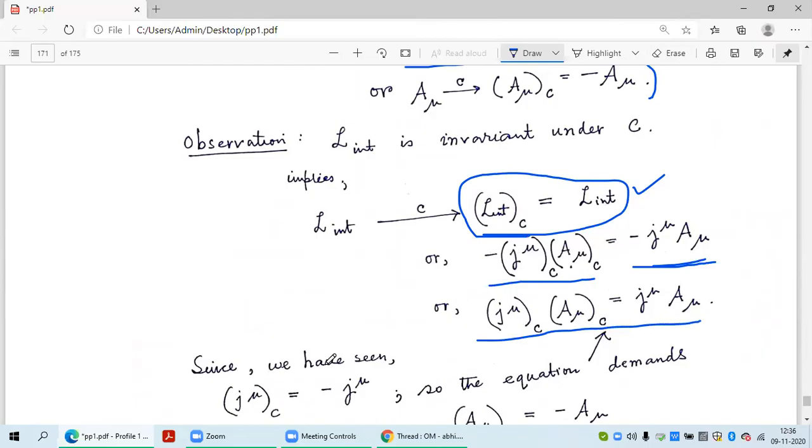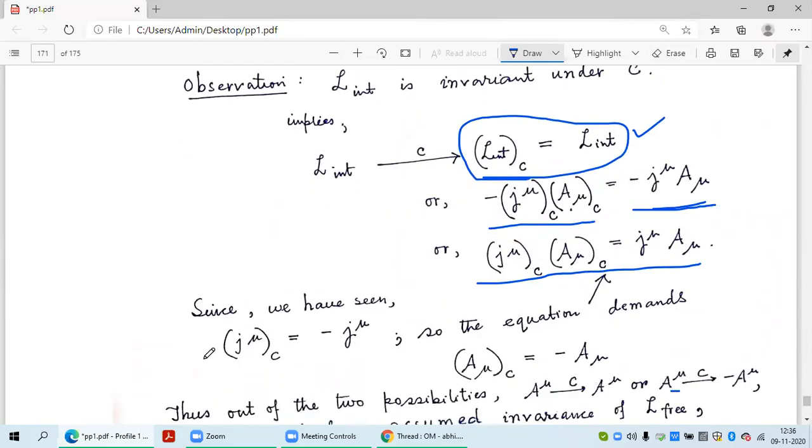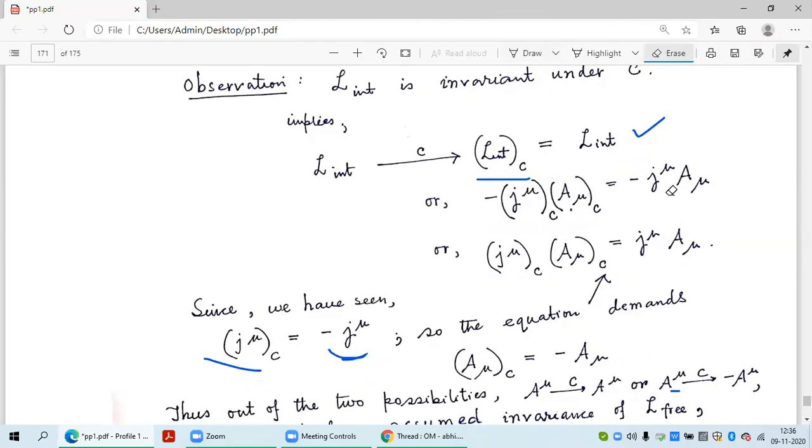Now you can see, in place of J mu C, you put minus J mu in place of this. If you put minus J mu, then A mu C becomes minus A mu. Okay, I get it. So, sir, does it mean photons would have some kind of charge? No. A mu is always real.